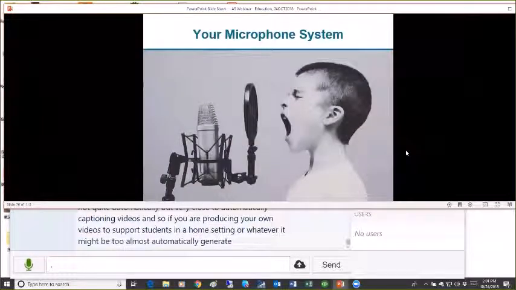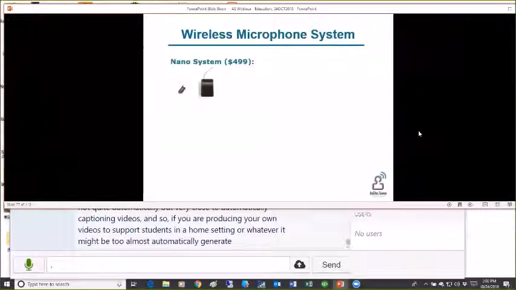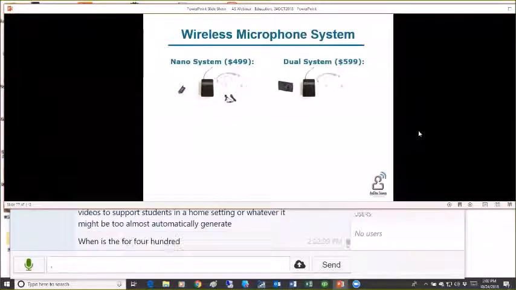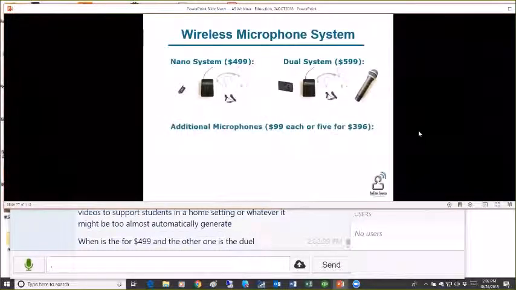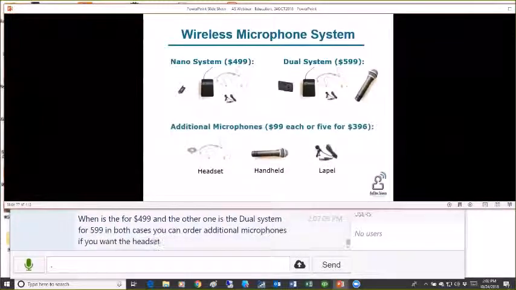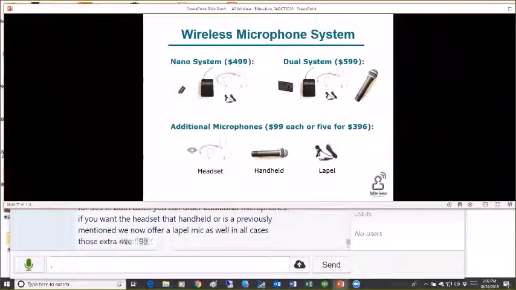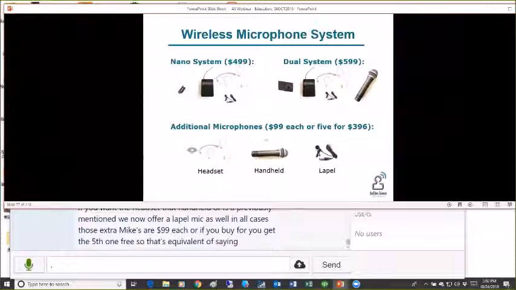All right, so that's a lot of talk about Streamer itself. I do want to spend a moment and talk about the microphone systems. We have two microphone systems that we currently suggest that you use. One is the Nano system for $499, and the other one is the Dual system for $599. In both cases, you can order additional microphones if you want, the headset, the handheld, or as I previously mentioned, we now offer a lapel mic as well. In all cases, those extra mics are $99 each, or if you buy 4, you get the 5th one free. So that's equivalent to saying 5 for $396.